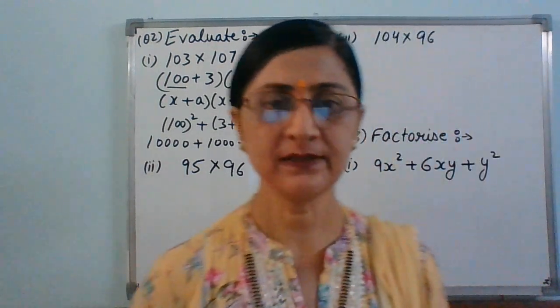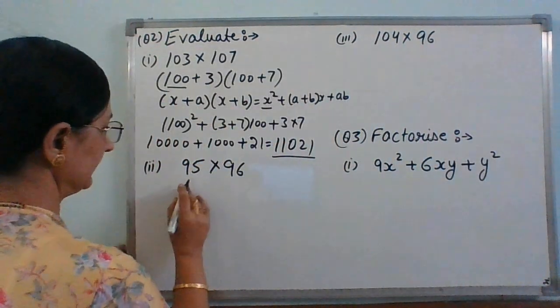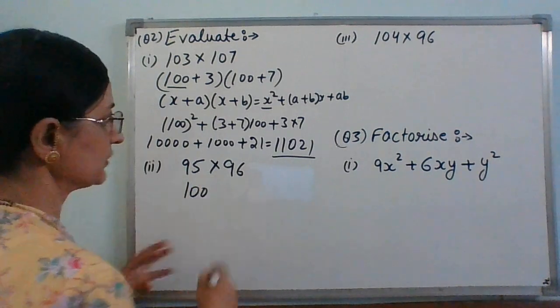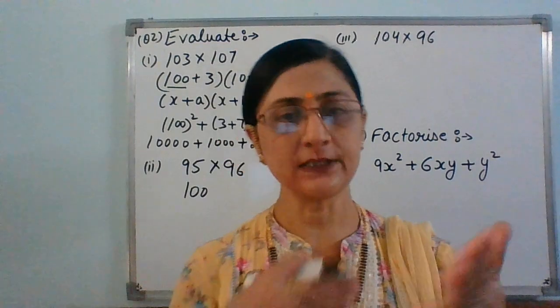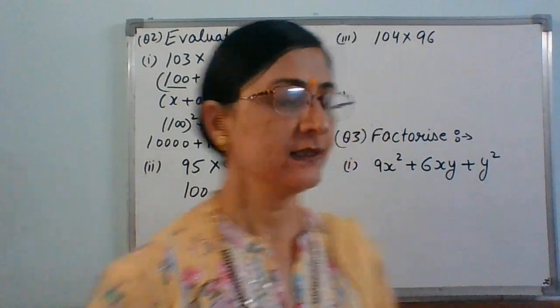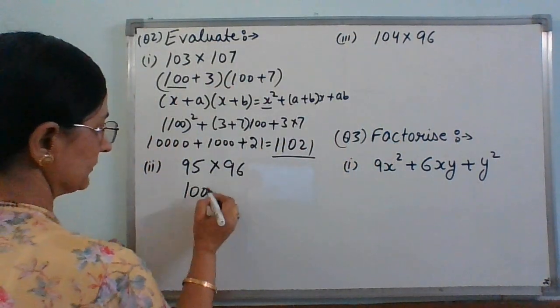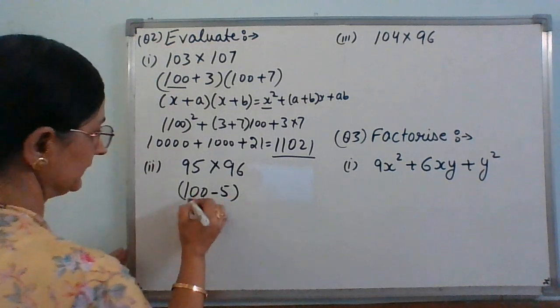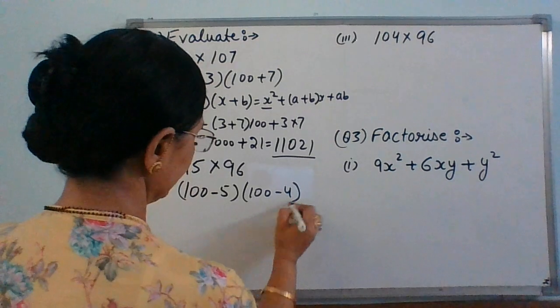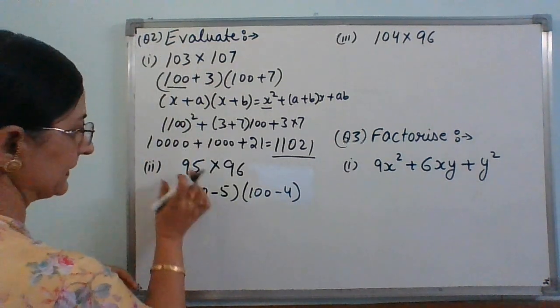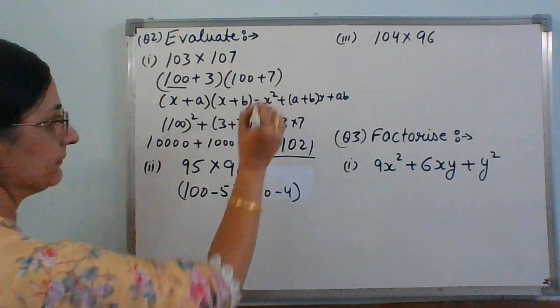In the next question, how can we write this, 95 and 96, in terms of 100, right? We should write these questions in terms of 10, 100, 1000 because it's easy to square 100 or 10, right? So it becomes oral. So this is 100 minus 5 here, and it is 100 minus 4. So in terms of 100, 100 minus 5, 100 minus 4. Same formula here.